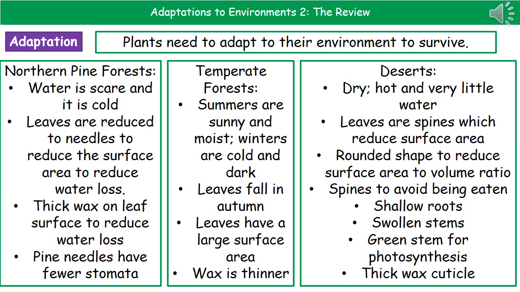They've got spines just to avoid anything coming to eat them and feed off them. They have a very shallow root system so that when it rains they can absorb as much moisture as possible. They can have these very swollen stems to store more water, and some of them are actually quite wrinkled. If you've got a cactus, it's got some wrinkles in it when it's not watered because that allows it to swell up to store more water. Their stems are usually green to carry out photosynthesis, and they've got this very thick wax cuticle to stop water loss.